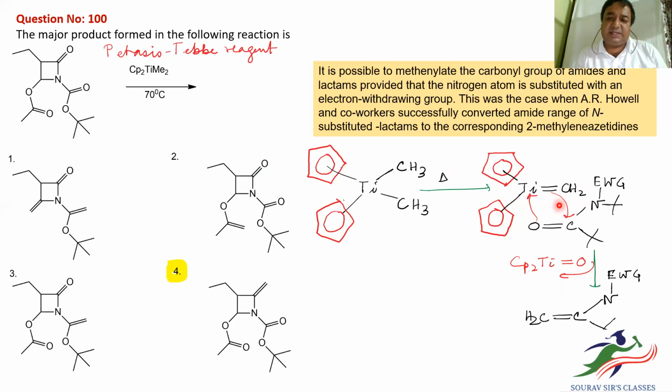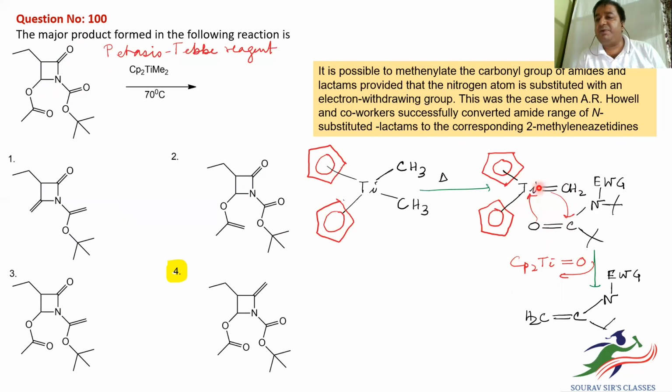Okay. Under this condition, whenever we have the N group attached to electron withdrawing groups, as I mentioned over here, this case was observed when A.R. Howell and co-workers successfully converted amides and a range of substituted amides to the corresponding 2-methylene azetidines. And this happens whenever we have an electron withdrawing group. This is the electron withdrawing group attached to N. So because this is there, selectively only this particular C=O will be converted to CH2. Okay, so how does the reaction happen?